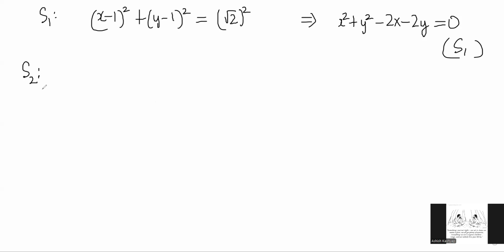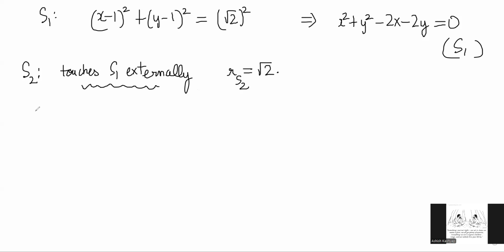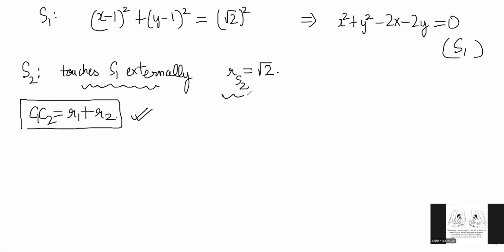First of all, notice that S2 touches S1 externally, and S1, S2, S3 have the same area. So the radius of S2 is also root 2, because the radius of S1 we have found is root 2, right? And if they touch externally, the distance between the centers, C1C2, should be equal to R1 plus R2. This is the condition for externally touching circles, right? We already know the center of S1, that is (1, 1). Now the center of S2 will be such that this is true. Also, the radius of S2 is root 2.